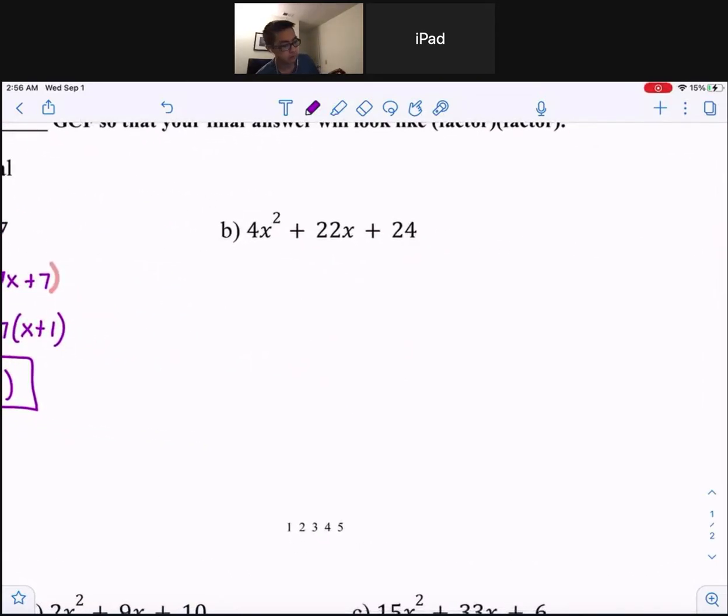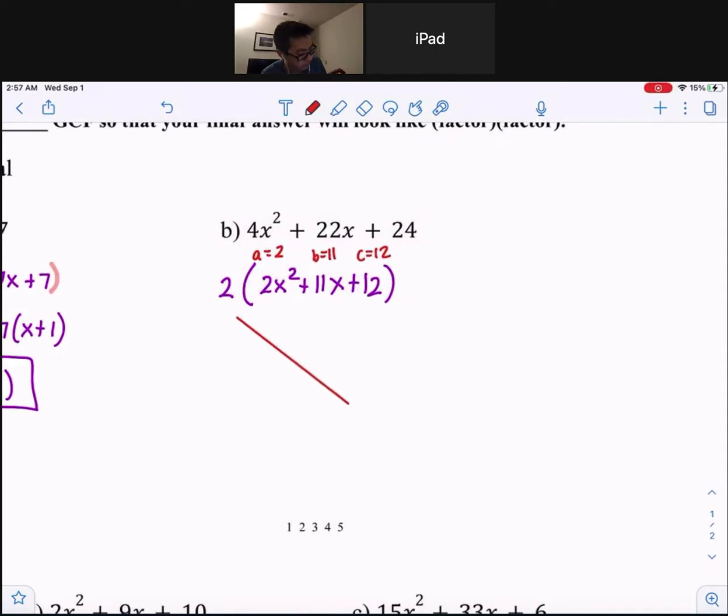Now, before I start, notice that you can factor out the GCF. There's a common number you can divide into 4, 22, and 24, and it's 2. So you can factor out a 2 first, and then divide each one by 2. 4 divided by 2 is 2x squared, 22 divided by 2 is 11x, 24 divided by 2 is 12. Now, same thing: focus on inside the parentheses. A is equal to 2, B is equal to 11, C is equal to 12.